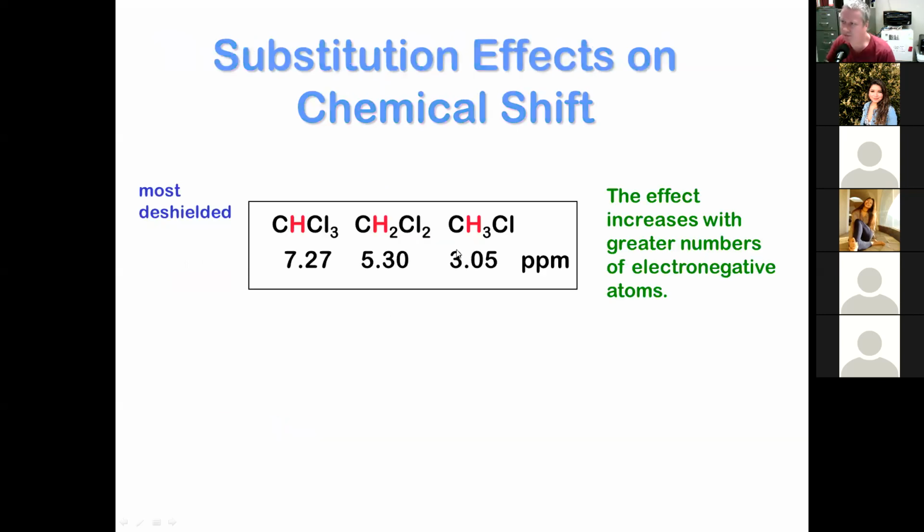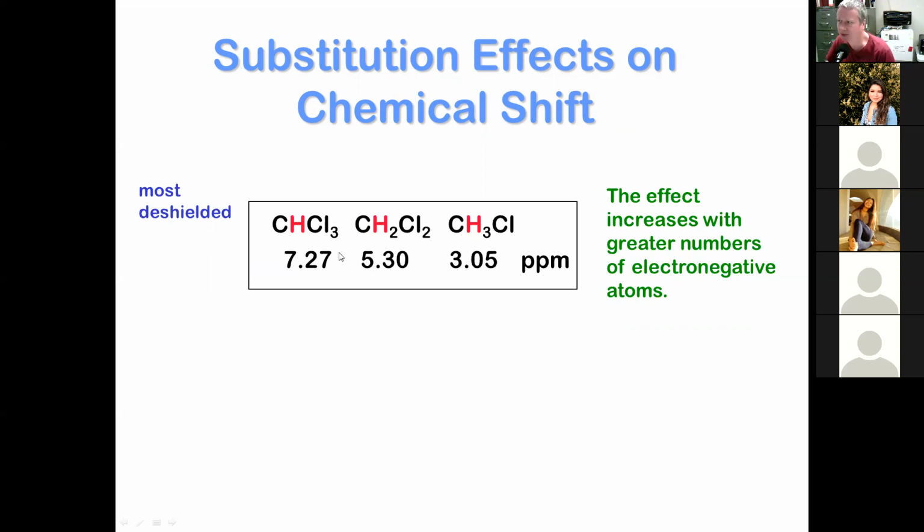What if we compare, and I already mentioned this example, 1 chlorine versus 2 chlorines versus 3 chlorines? We have chloromethane, dichloromethane, or trichloromethane, also called chloroform. What's the effect on the chemical shift? 3 to 5 to 7. So these go off that scale I showed earlier, and that's what I was saying.